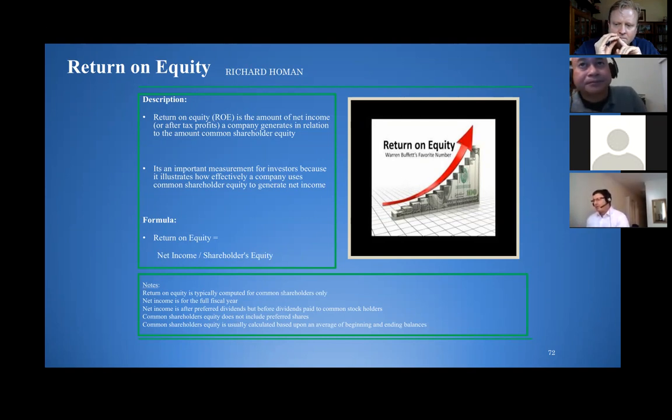One other important thing to note about return on equity is that common shareholders' equity is based upon the average of the beginning balance and ending balance. So you're looking at your net income over the course of the whole year, and you're taking your average common shareholders' equity over the period, and that average is based upon the starting point and the ending point. Next slide, please.